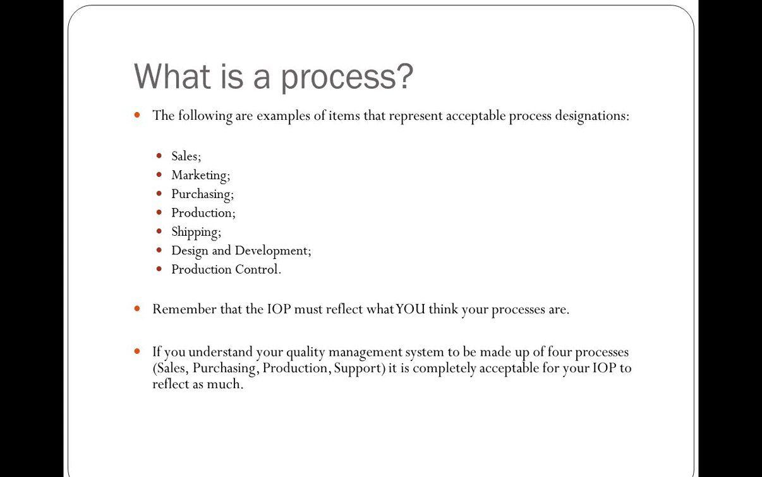So the naming of the processes is absolutely still your responsibility as the organization. It's up to you what your processes are, but remember that they are more than just single steps within the system. It's a collection of interrelated activities. For example, if you understand your system to be made up of 4 processes, and this is one that we get fairly often: sales, purchasing, production, support, it's absolutely acceptable for your IOP to reflect as much, and we do get IOPs that look that way.